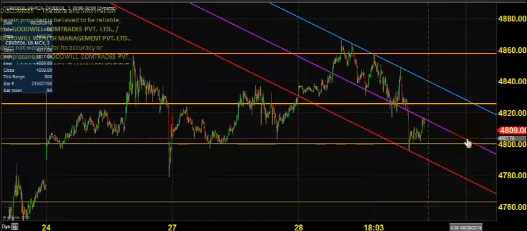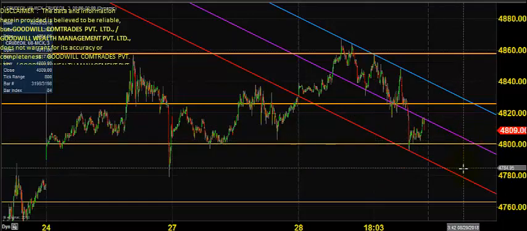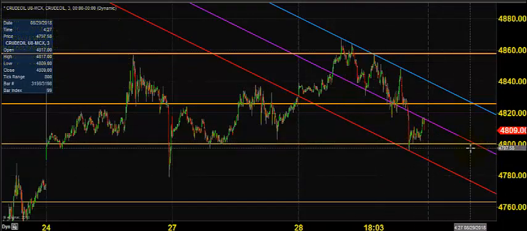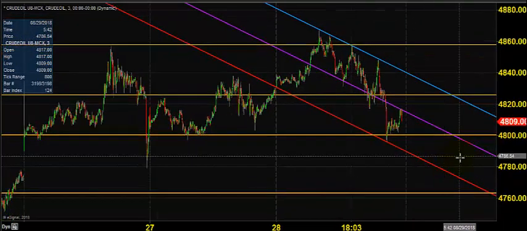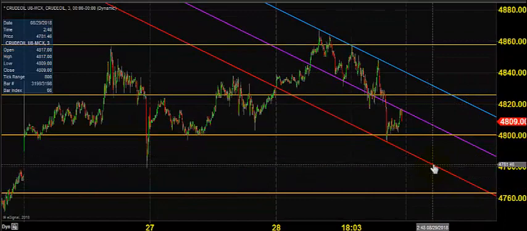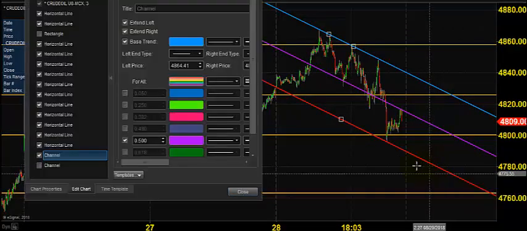If both the things are not happening, if the price is trading below the violet line, it always indicates weakness or continuation of the downtrend. If the price is breaking this red line, it critically indicates the strengthening of the downtrend. So be very careful with this.